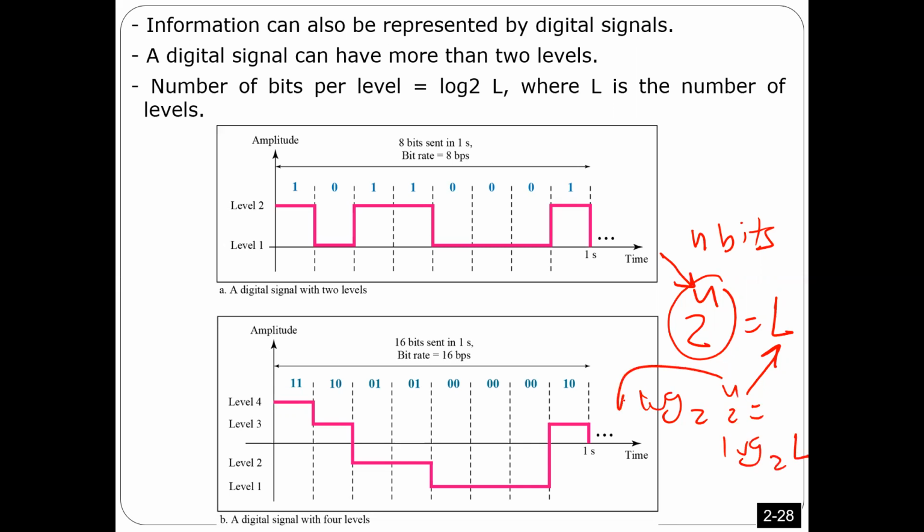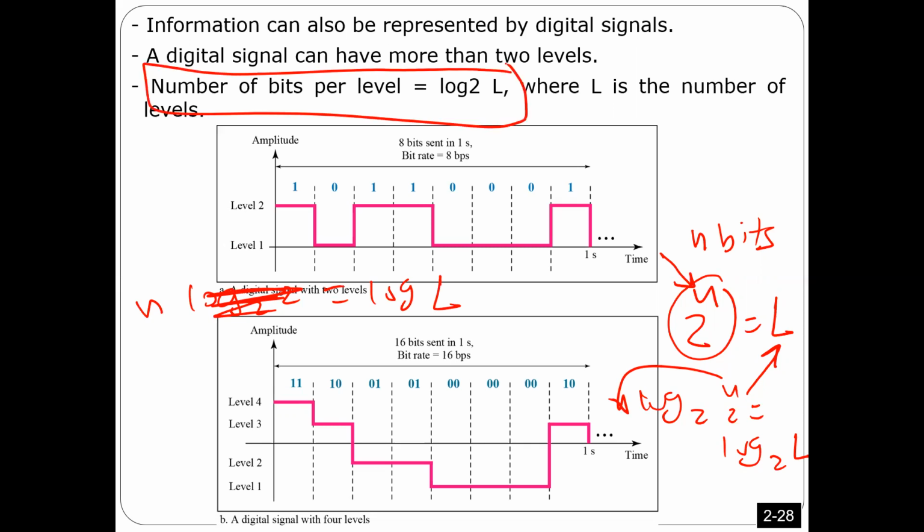And you know this n can go outside, so it's going to be n log 2 of 2 equal log L. Log 2 of 2 is 1 for sure. So actually the number of bits should equal log 2 L. Okay. So again, very simple.